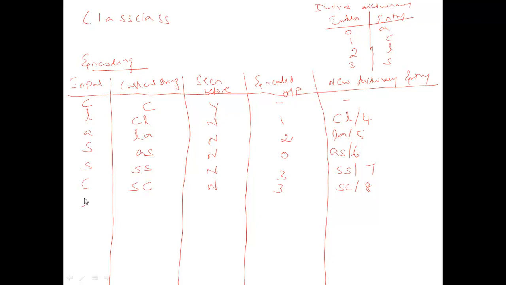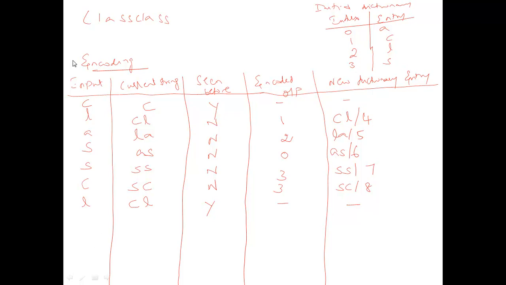Now L. Next letter is L. Current string is previously unencoded, which is C. Current input is L. Have you seen CL before? You check in the entry. We have written CL in the dictionary entry 4. So you will say yes, I have seen. Whenever you say yes, I have seen, don't perform any encoding. Don't perform any new dictionary entry. Okay, just leave it as it is.